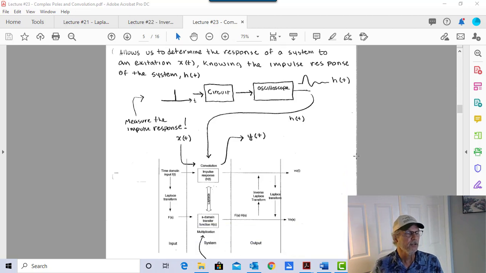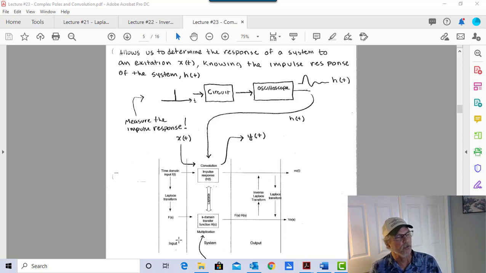So what you've seen in the last lecture is we got the response of the system going this way. We said, here's a time domain input. Let's get its Laplace transform. We'll multiply the Laplace transform of the input times the transfer function. We'll do the inverse Laplace transform, and we'll get V out. And that's a nice way to do analysis.